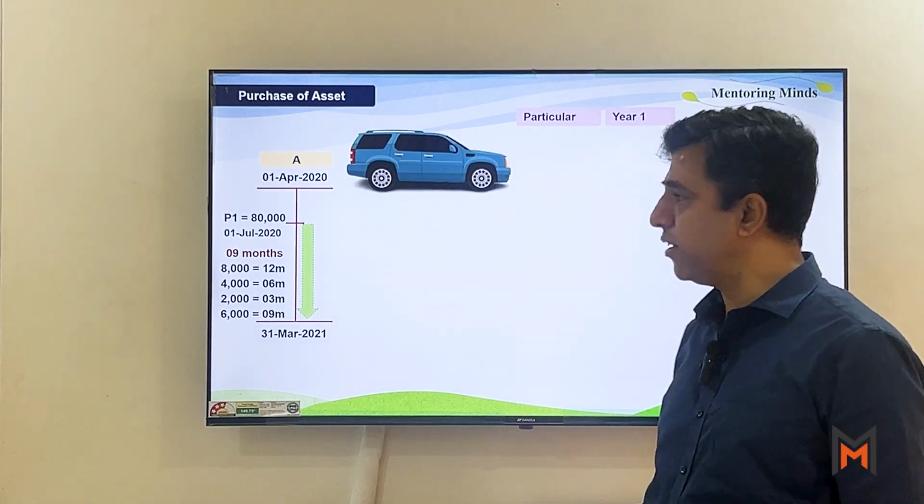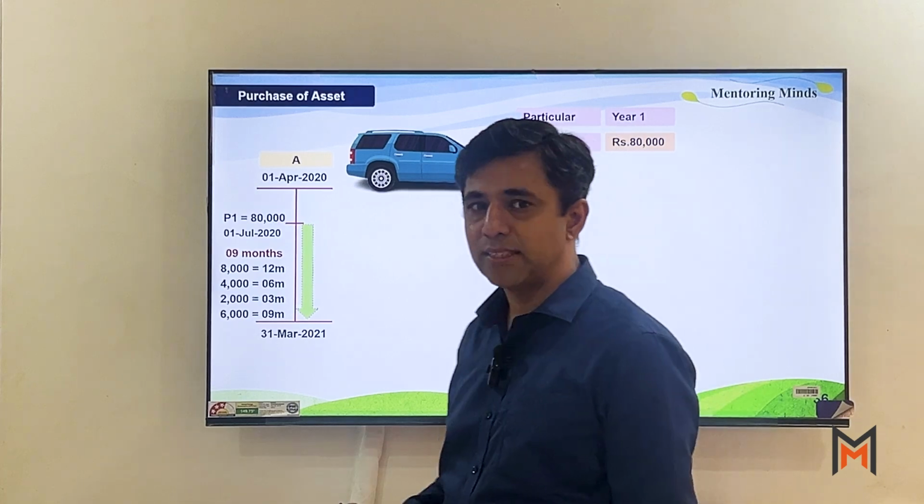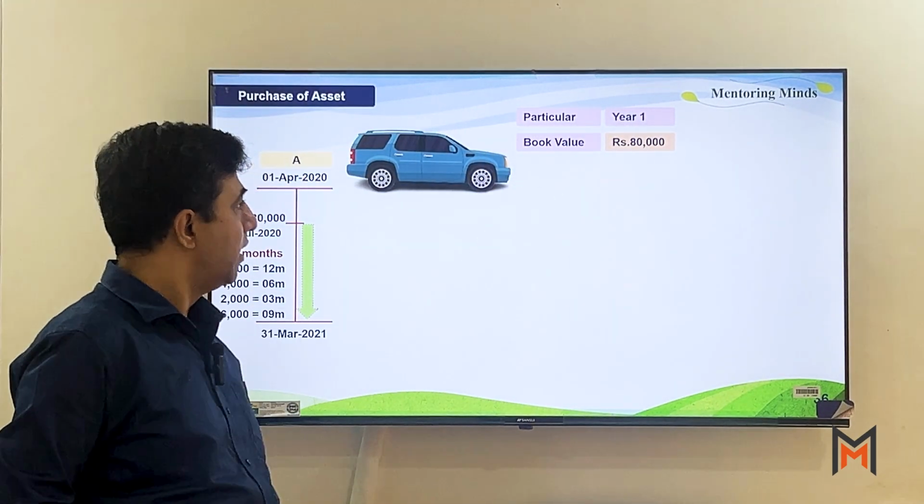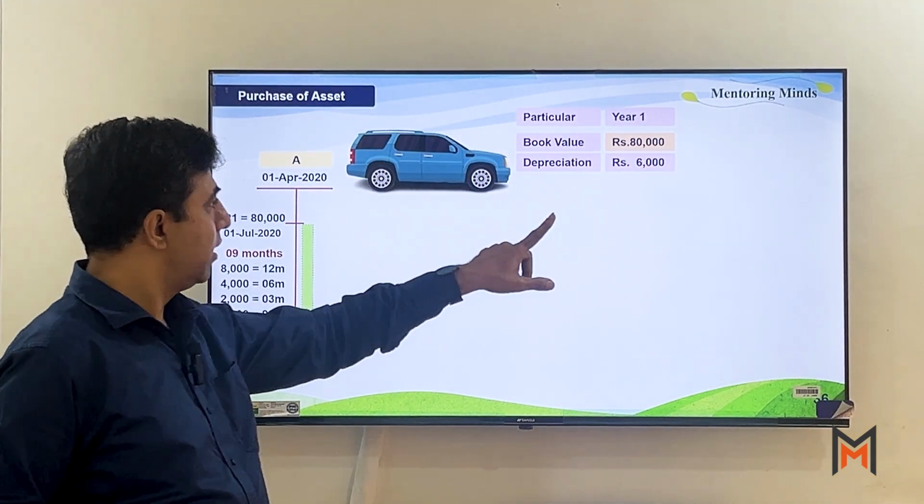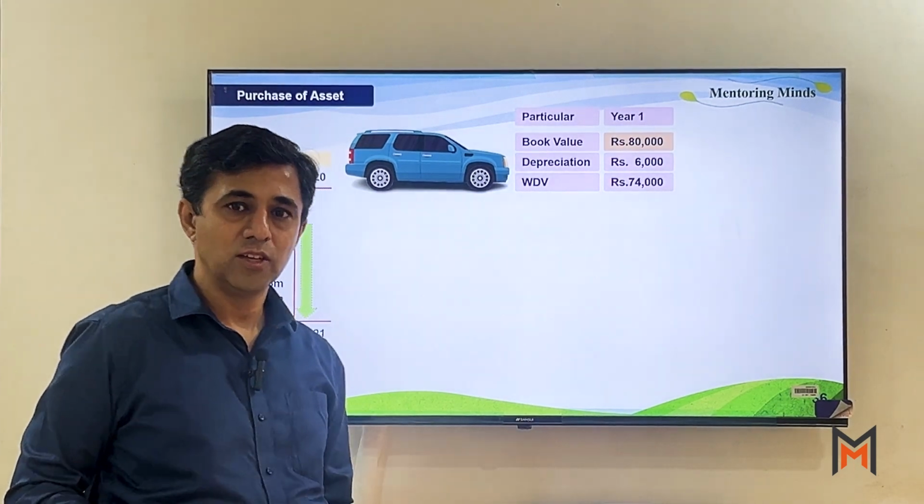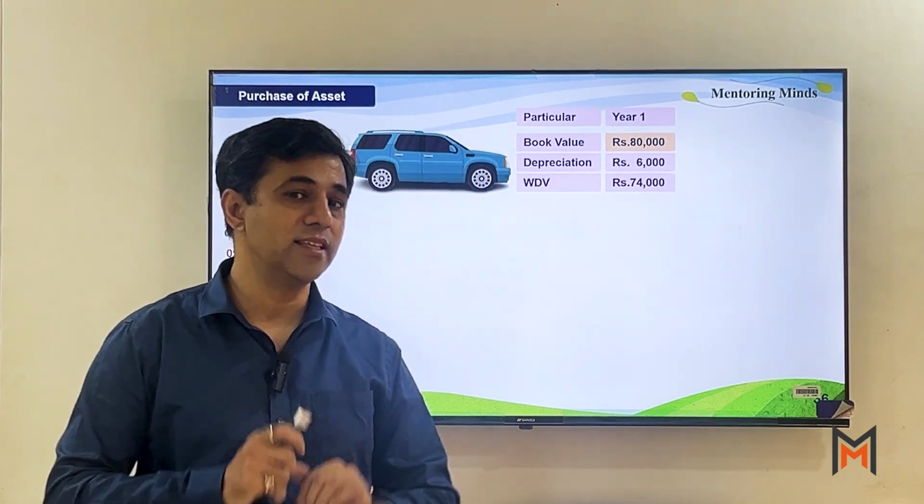So in a particular year, first of all, हमारे पास book value of this particular asset is 80,000. We have purchased this asset for 80,000. Depreciation amount for 9 months is 6,000. And now the written down value is 74,000. So let's understand the journal entry now. First one, we are purchasing the asset.